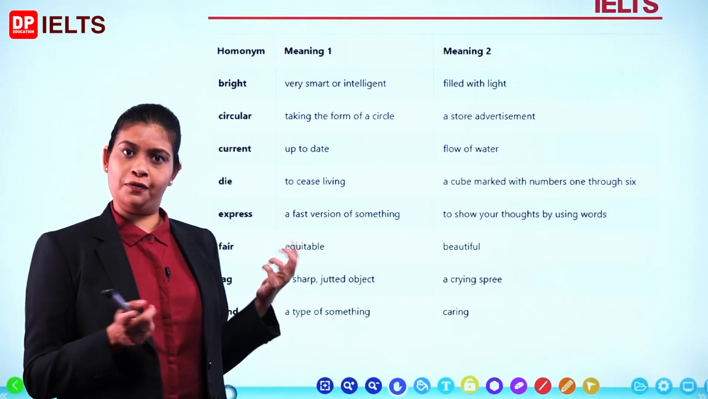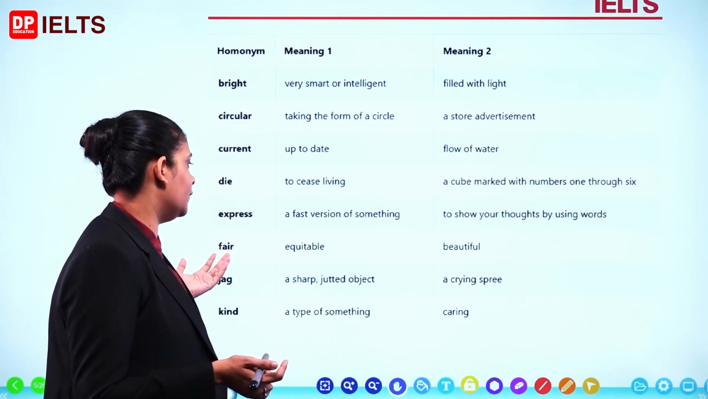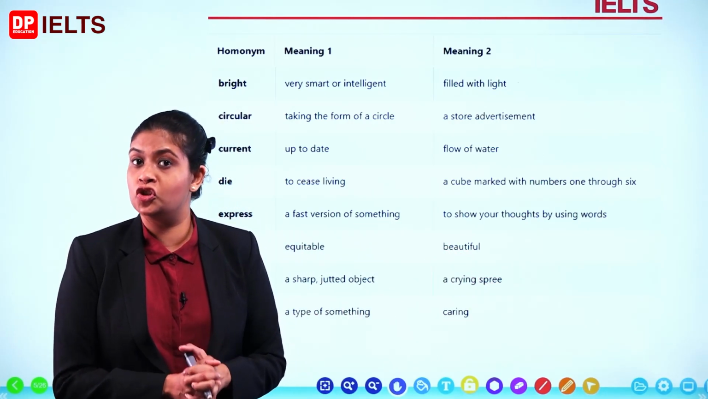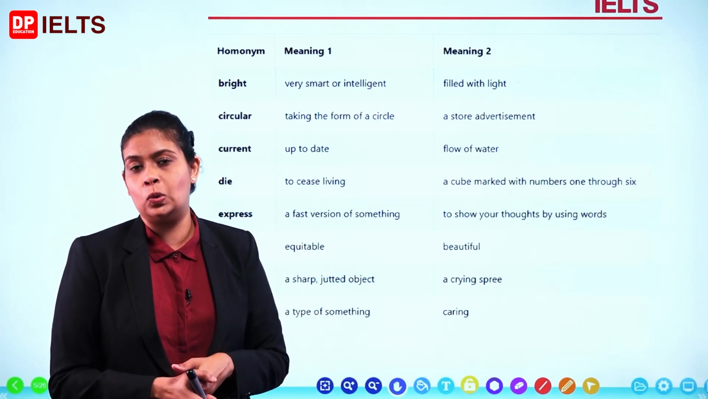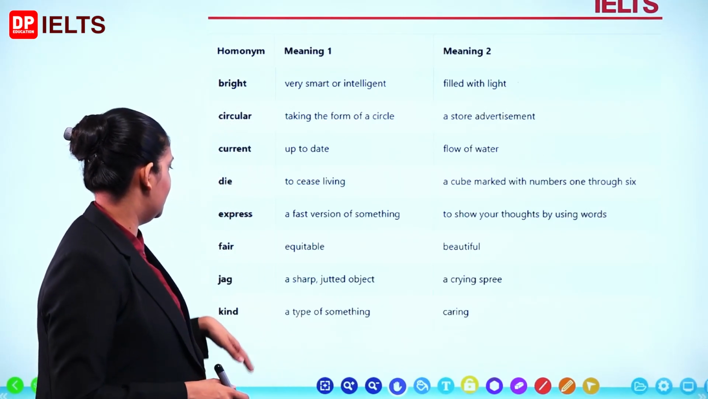Fair. Oh, she's a very fair person. Look at her skin tone. Fair, okay? Beautiful. You have to be fair when you teach your students. That means you have to treat everyone in an equal manner. You can't favor anyone, okay?